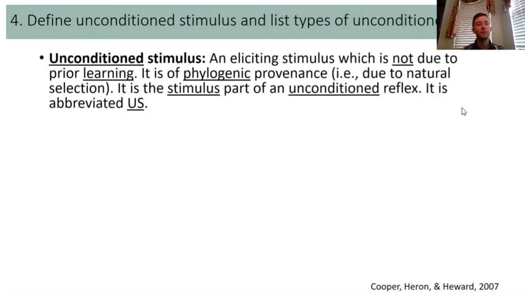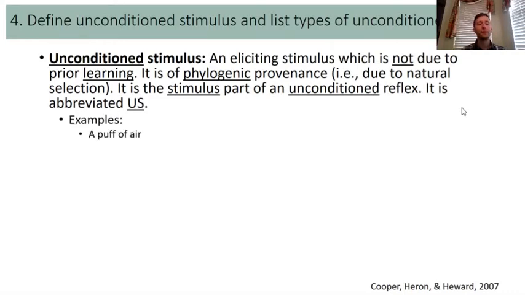So Objective 4 is to define unconditioned stimulus and list types of unconditioned stimuli. So now we're focused on the stimulus part of an unconditioned reflex. The unconditioned stimulus is an eliciting stimulus which is not due to prior learning. It is of phylogenetic provenance, so due to natural selection, it's innate. And it's the stimulus part of an unconditioned reflex. And it's abbreviated US.